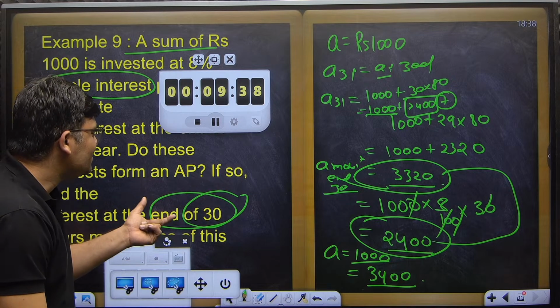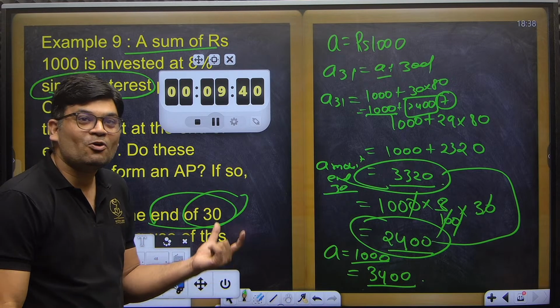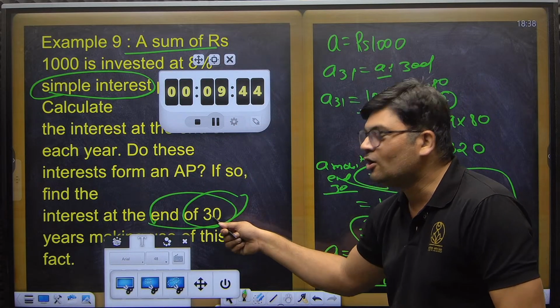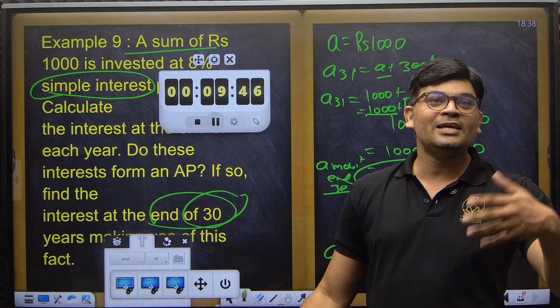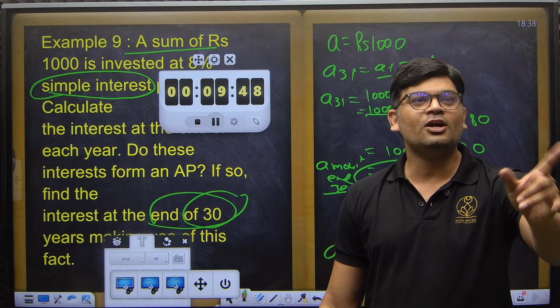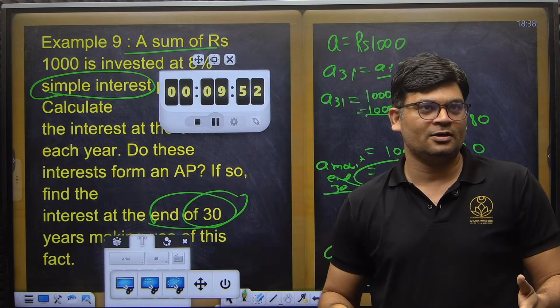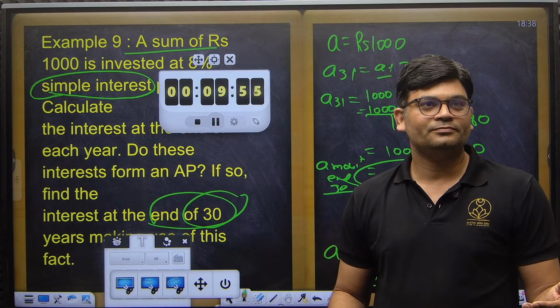So it is asked. You see the question of English. See the magic of English. They are asking at the end of the 30 years. So you might be thinking A is 30. A is not 30. A is 31 because you are calculating from the starting to start. Are you getting it?